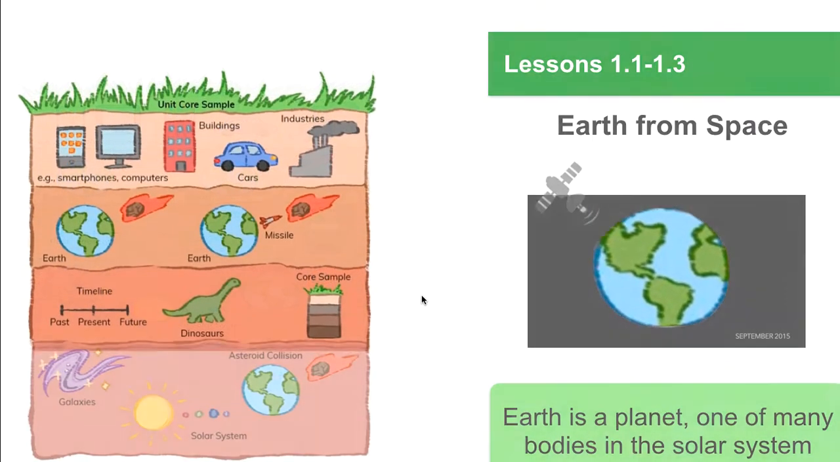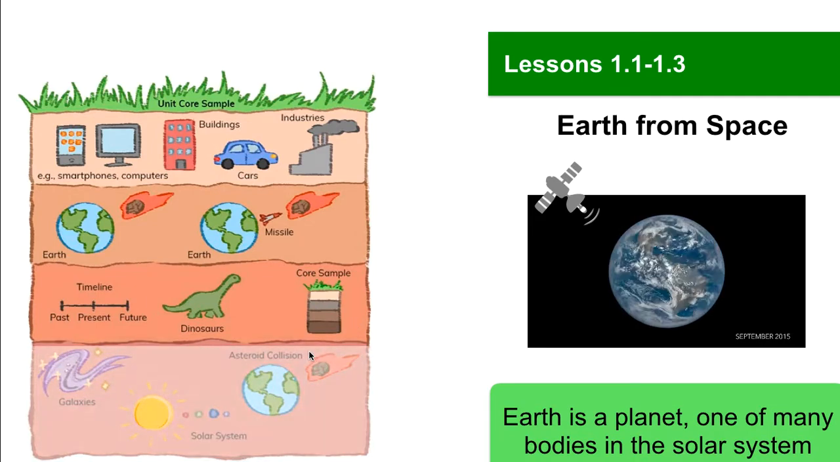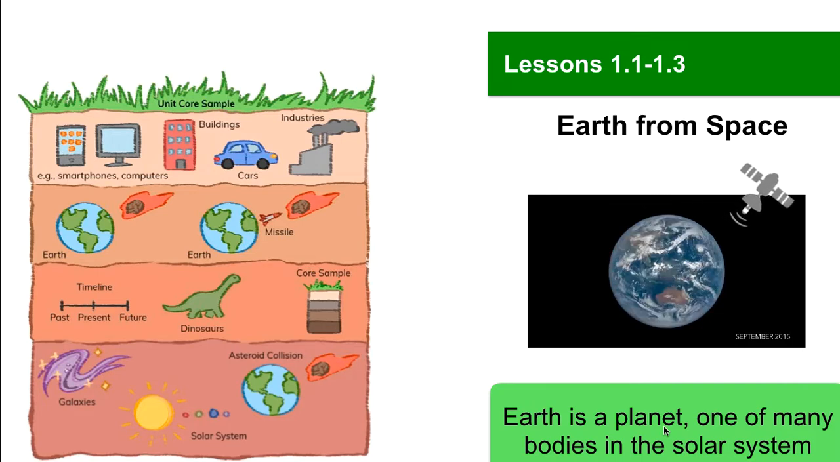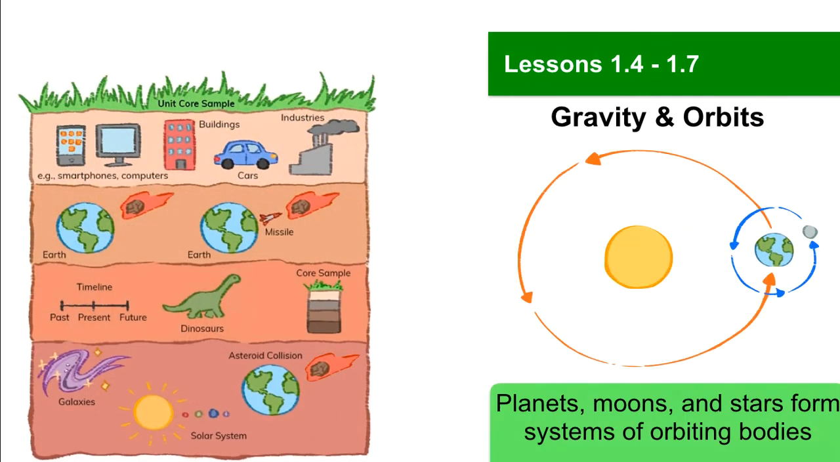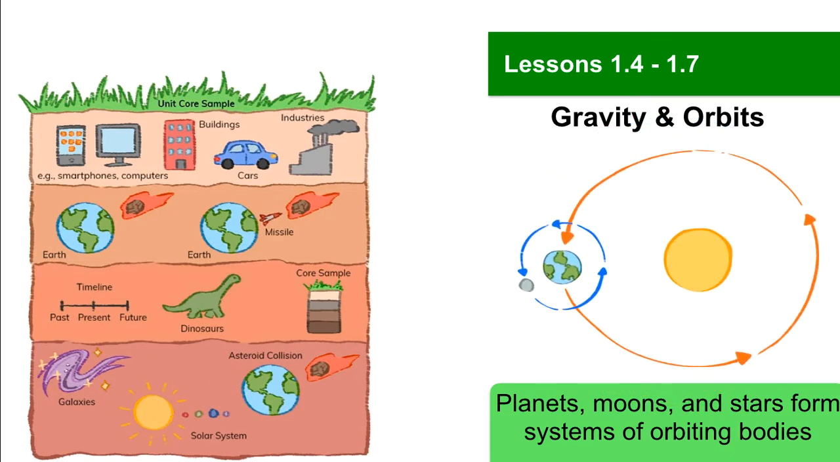We embark on our journey through Earth's history at the very beginning, as shown in the bottom layer of our core sample. We look at photos of Earth taken from space to launch our lessons and our exploration of other bodies in the solar system. We study gravity as a non-contact force, explore how bodies in our solar system orbit one another, and even zoom in to see how our solar system orbits the center of the galaxy.